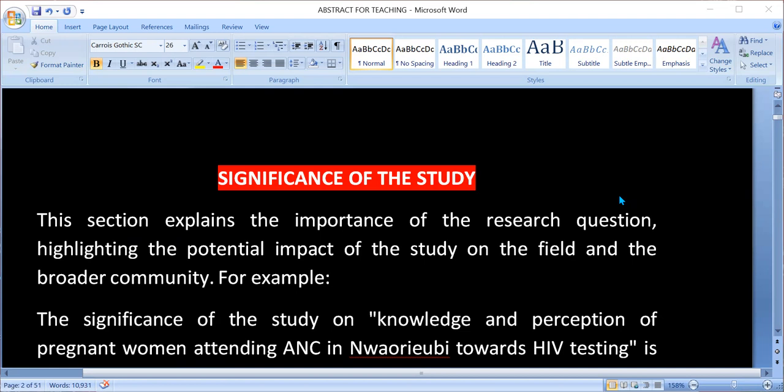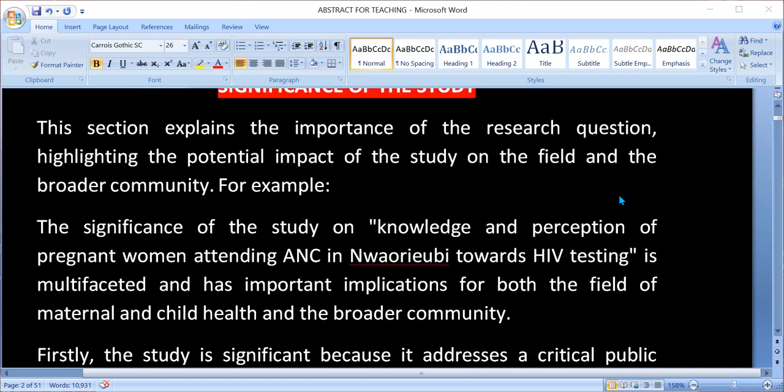Because one, if you understand their knowledge towards ANC, and it is low, or they have a poor knowledge towards that, and they do not actually go for antenatal care, you can from there develop policies and strategies to increase their knowledge, or even identify strategies to inform them and to increase ANC attendance, which invariably will reduce the complications associated with not going for antenatal care. It could also help the policymakers to develop strategies and policies that will be applied in public health or even the clinical setting. You see the importance of the significance of the study.